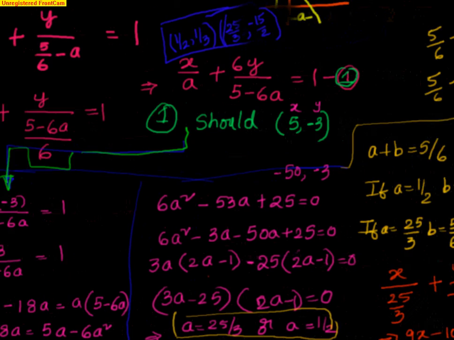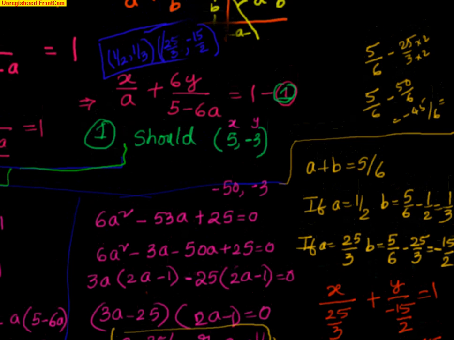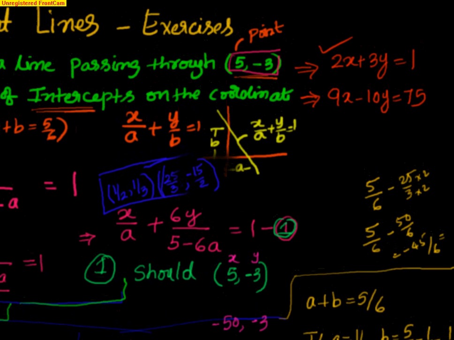Once we found the value of a, after that what we did is substituting the value of a, we found the value of b. That gave us two coordinates, that gave us 2 points with coordinates, okay, which satisfies these particular values of a and b. So we substituted that directly into x by a plus y by b equal to 1. We got two equations. Those equations are nothing but 2x plus 3y equal to 1 and 9x minus 10y equal to 75. I will leave you there.